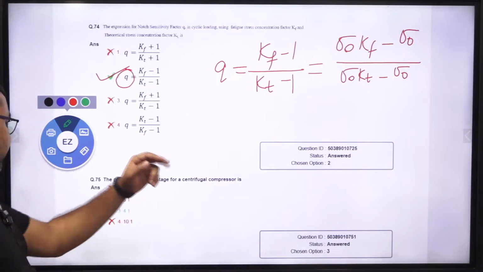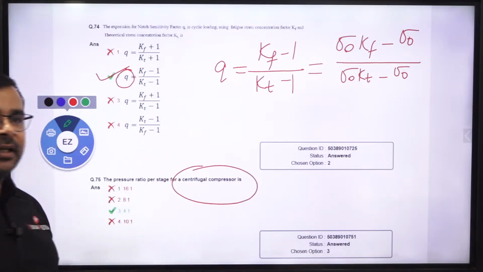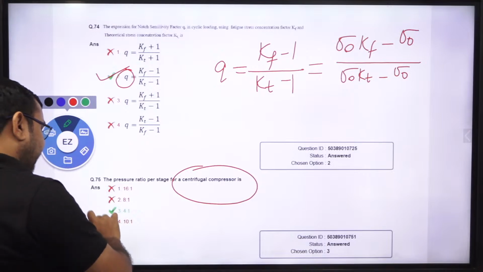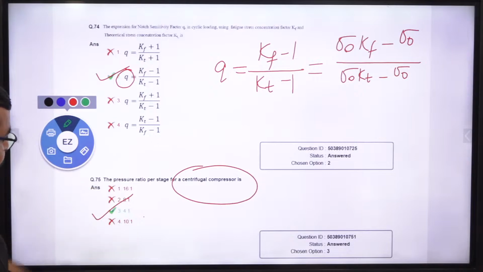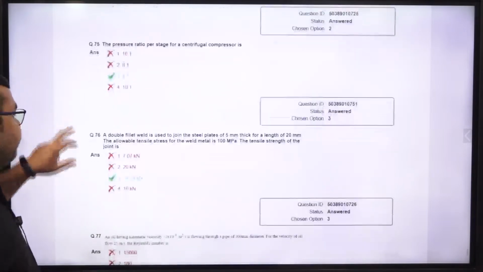Yes or no? The pressure ratio per stage of a centrifugal compressor. Obviously, in a centrifugal compressor, the pressure ratio is very less as compared to reciprocating. So the correct answer is the minimum one, that is 4:1. Is it clear? 4:1 is the right answer.